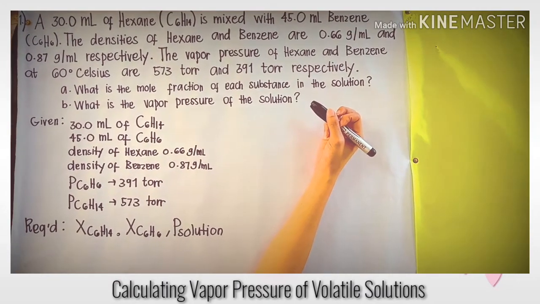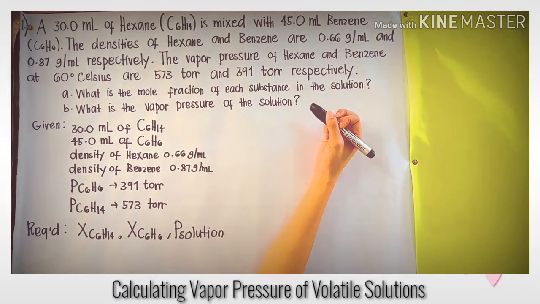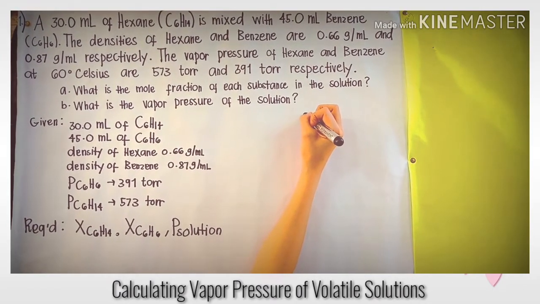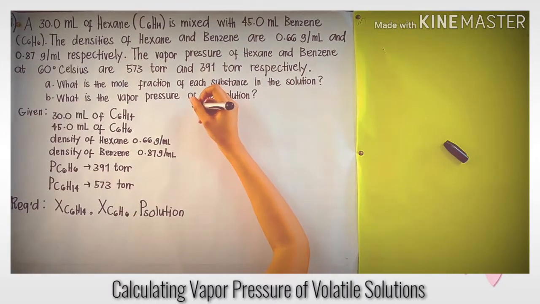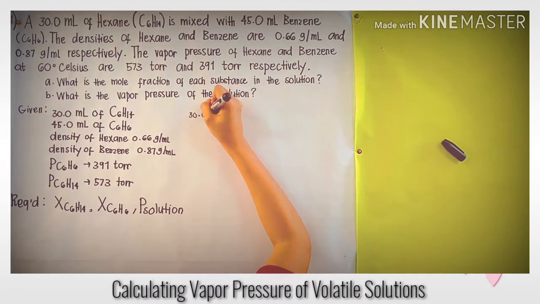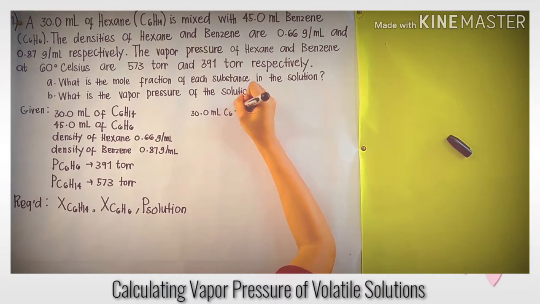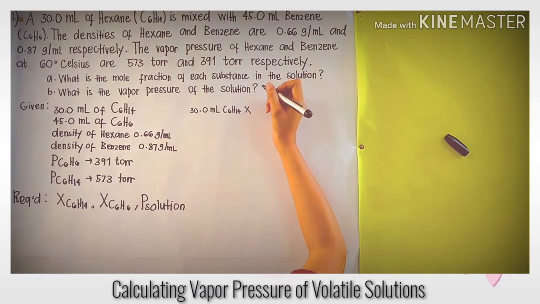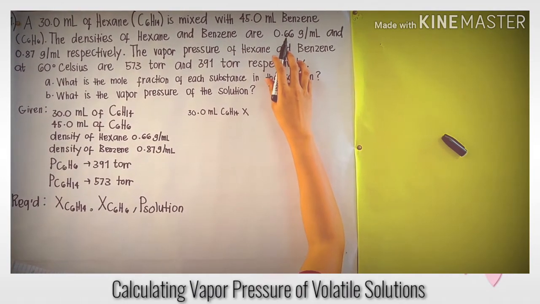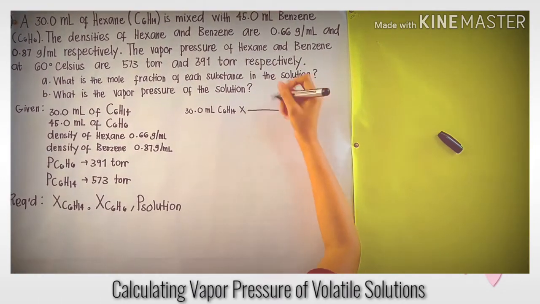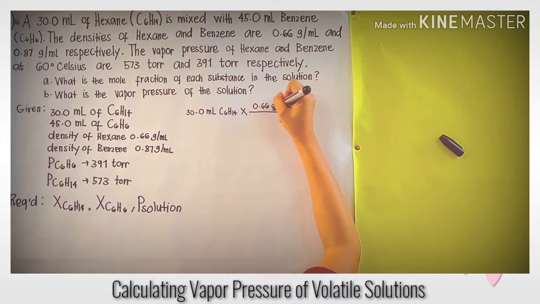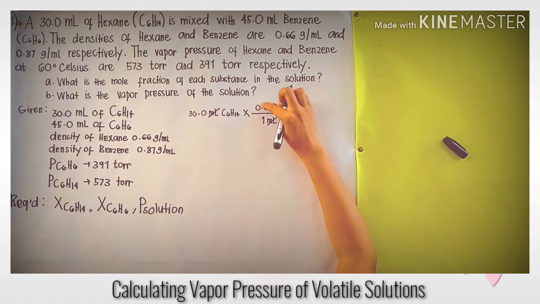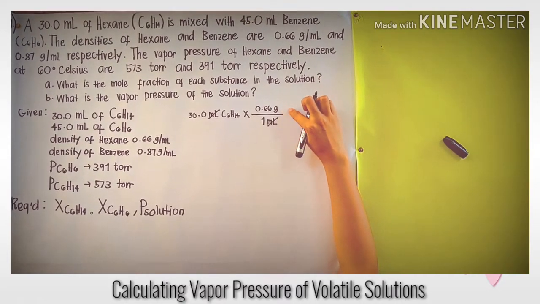Now, we first need to determine the number of moles of each substance in order to be able to calculate the mole fraction of the components. So let's start with hexane. We have 30.0 milliliters of hexane, C6H14, and we can convert milliliters into grams using the given density of hexane, which is 0.66 grams per milliliter. So now we have the mass of hexane in grams.